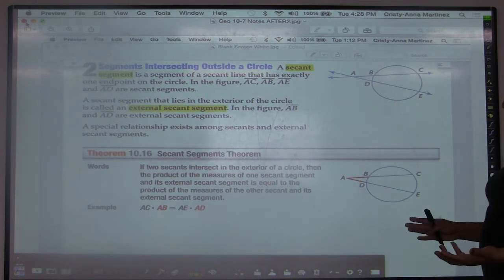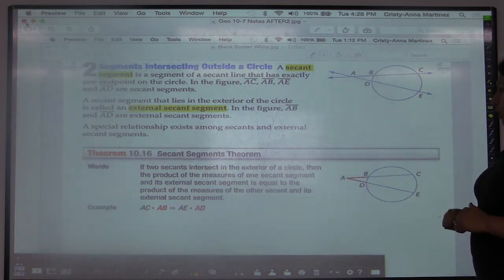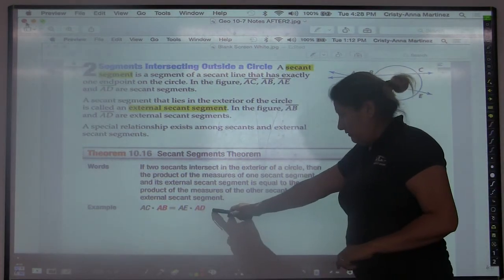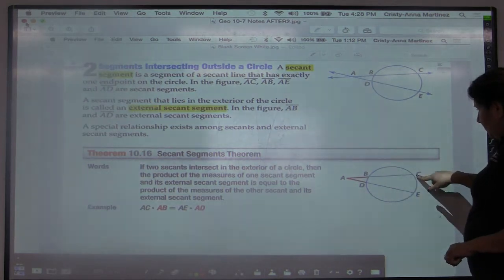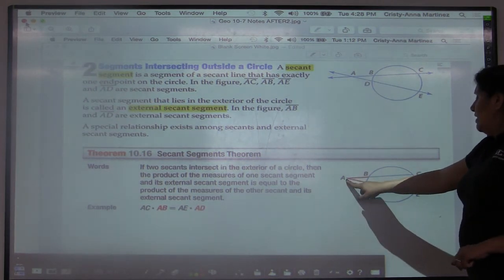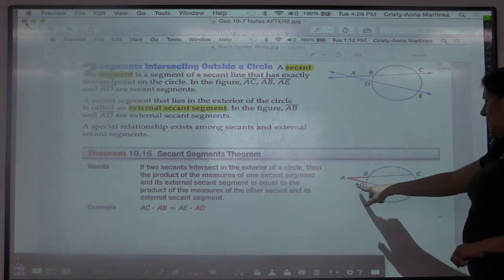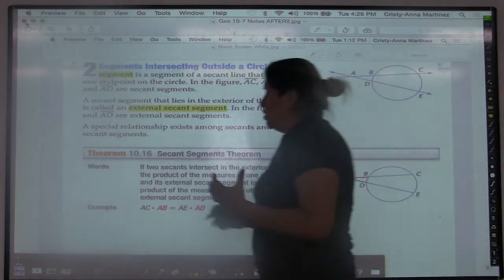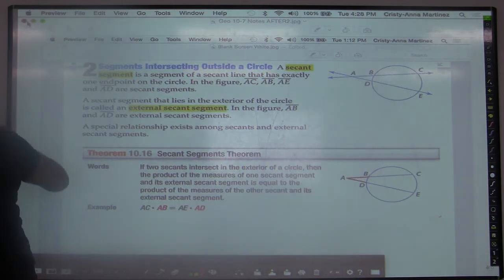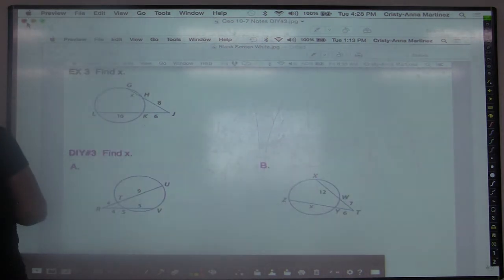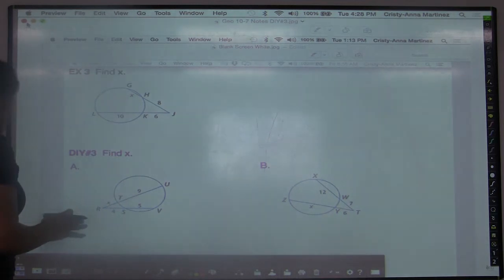So hopefully I didn't lose you with all of that verbiage, but hopefully you can just base it off of the formula here. You have the entire secant segment times the external part equals the entire secant segment times the external part. So hopefully that's what you can take away from this, because we're going to use that in our next example. And it's important that you be careful that you set up the problems correctly.